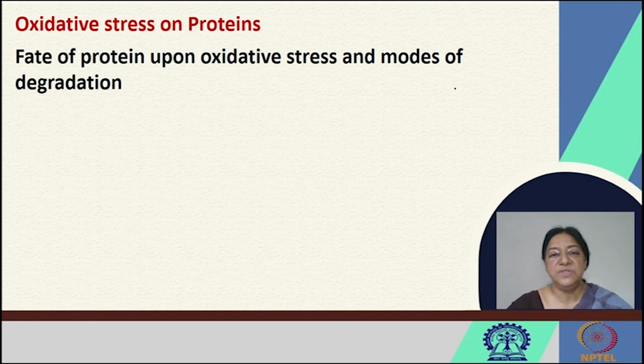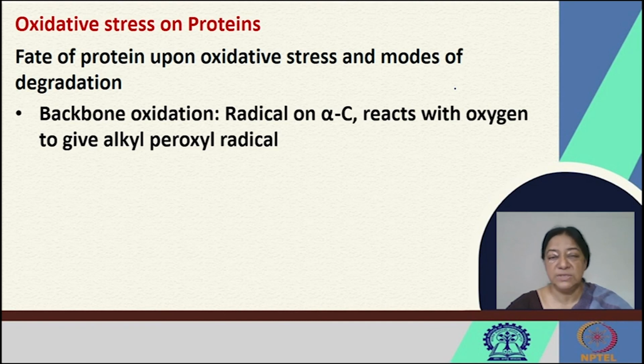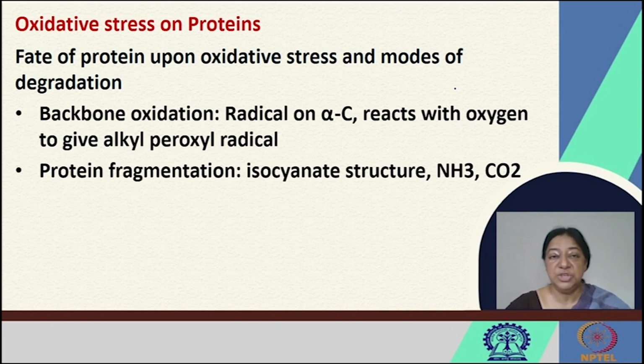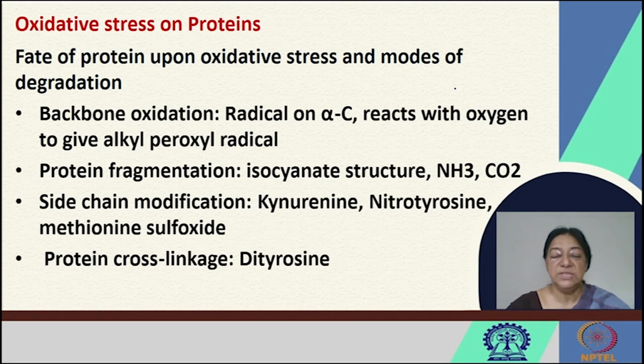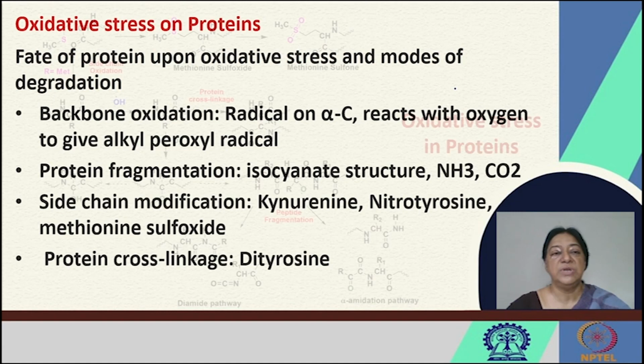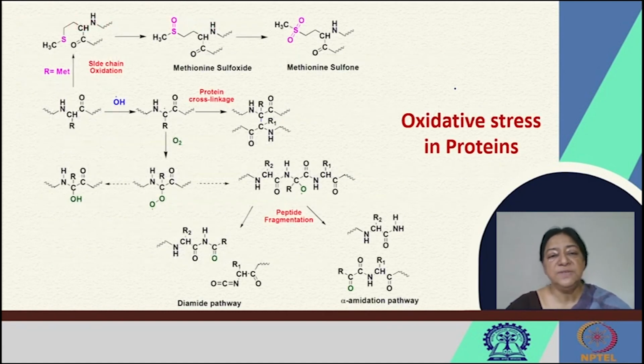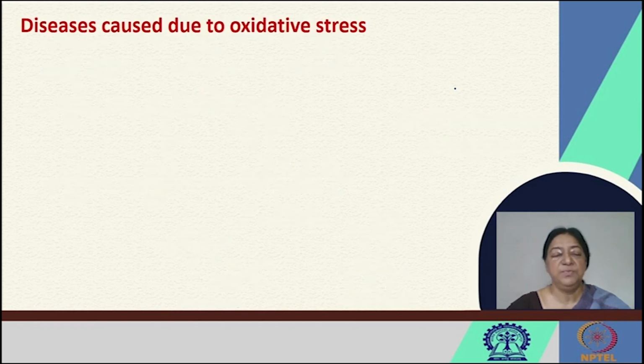So if we look at oxidative stress on proteins, there is a specific fate of the protein upon oxidative stress, and there are modes of degradation. There may be backbone oxidation, where a radical could act on an alpha carbon, react with oxygen to give an alkyl peroxyl radical. Protein fragmentation may occur. Side chain modifications, as we saw in terms of tryptophan, tyrosine, methionine, and cysteine, and protein cross-linkages in terms of the cross-linking based on two tyrosine radicals. So oxidative stress in proteins can be summarized here, where we have an amidation pathway, peptide fragmentation, protein cross-linking, and other side chain oxidative processes.